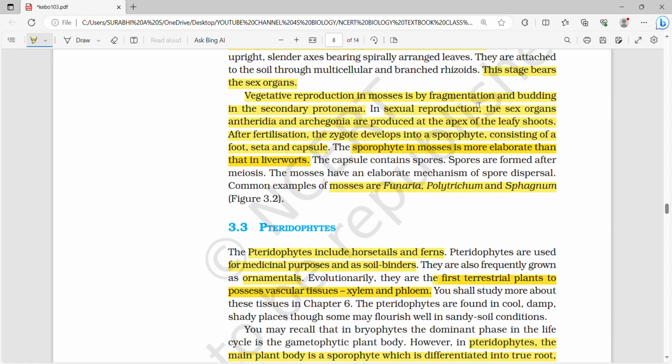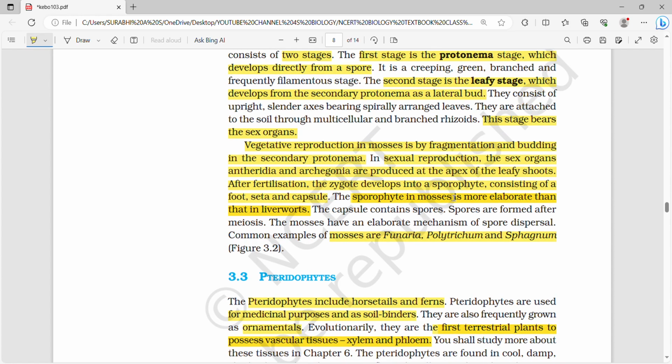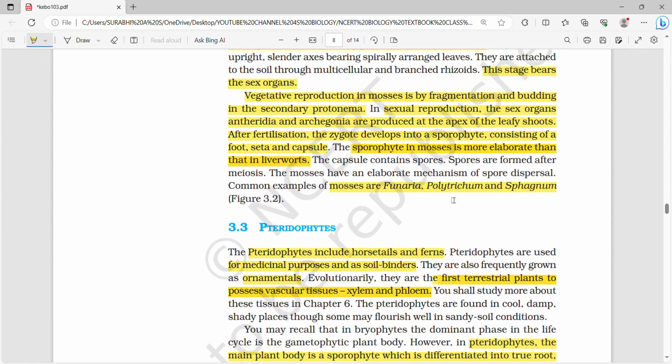Vegetative reproduction is by fragmentation and budding in the secondary protonema. Okay, and in sexual reproduction, the sex organs antheridia and archegonia are produced at the apex of the leafy shoot. So after fertilization, the zygote develops into a sporophyte consisting of foot, seta, and capsule. And the sporophyte in mosses is more elaborate than in liverworts. This is also important. They may ask which is more elaborate, mosses or liverworts. And the moss examples are Funaria, Polytrichum, and Sphagnum. Sphagnum is called peat moss.